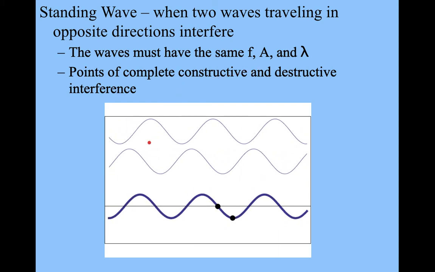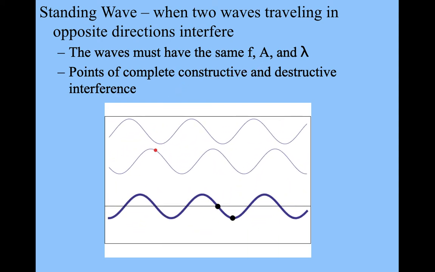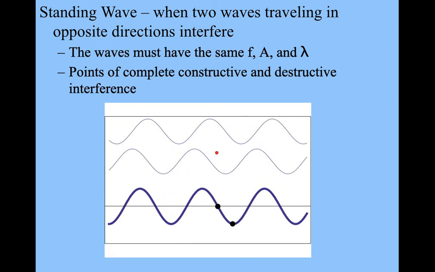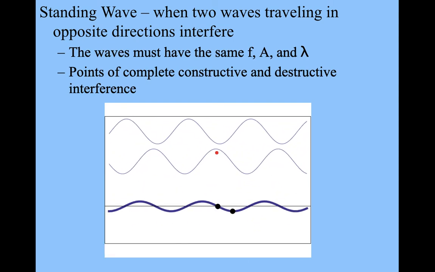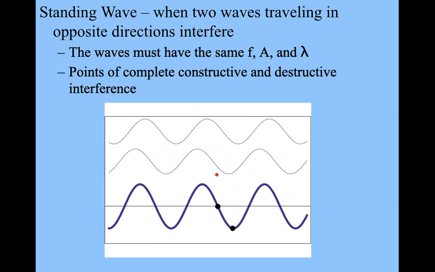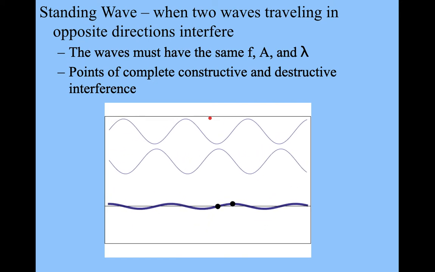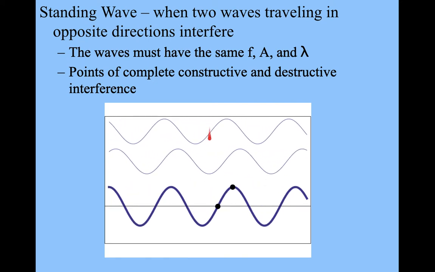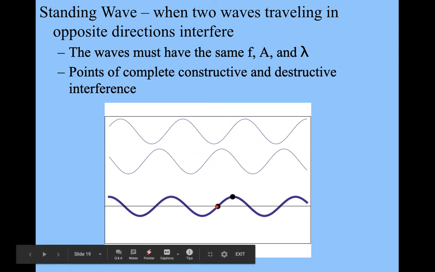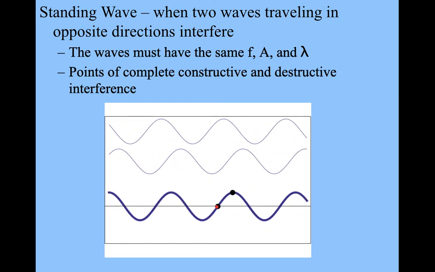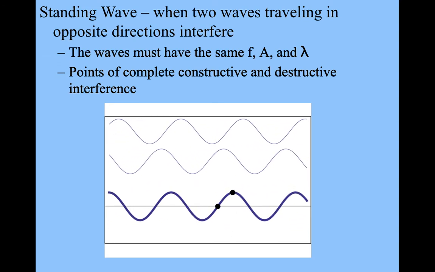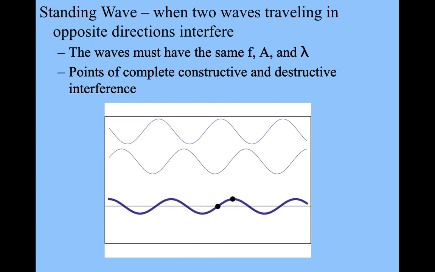So if you can see, there are points where, at this point right here, when we have one wave up, we have the other wave down, and vice versa. So when I have the trough here, it's got the crest here, and they totally cancel out. When I have an equilibrium here, I have equilibrium down below. So the net resultant for this standing wave is always 0. There's no displacement.